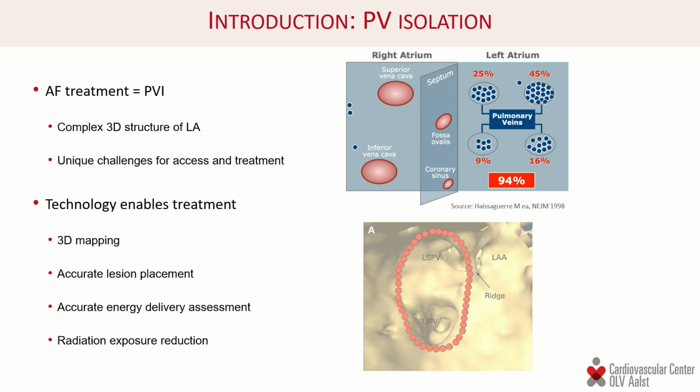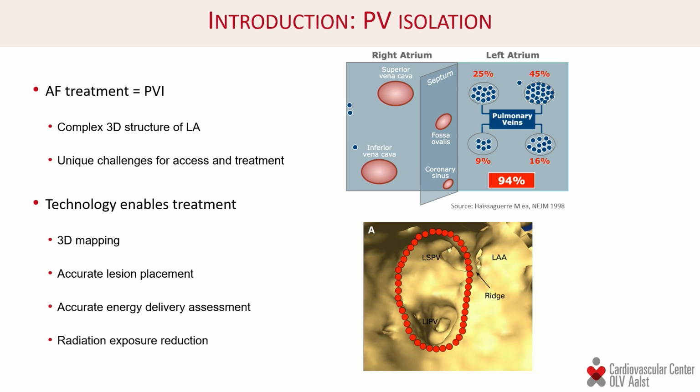But the reason this is useful and important in PV isolation is, of course, because by and large, atrial fibrillation treatment today still has PV isolation as the cornerstone. And PV isolation, unlike the beautiful mapping examples you just saw, is a probabilistic treatment. We don't need to map, we don't need to find where the extrasystole comes from, but we have other challenges. We need to solve the challenge of navigating and ablating in the complex 3D structure of the left atrium. And it's truly an example where technology has enabled treatment.